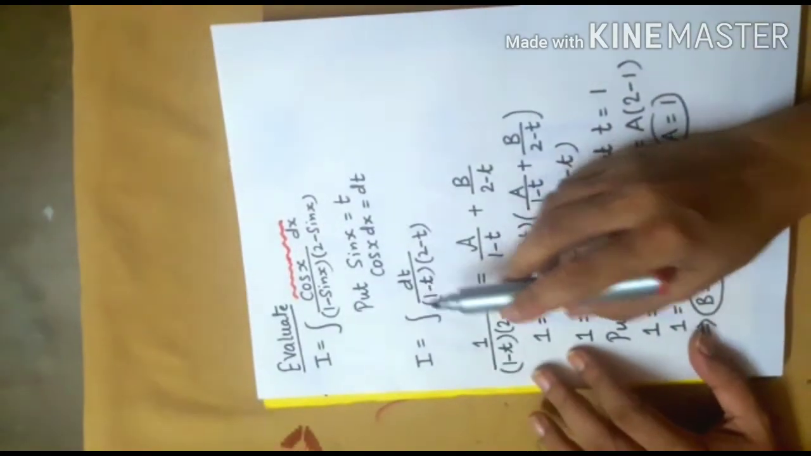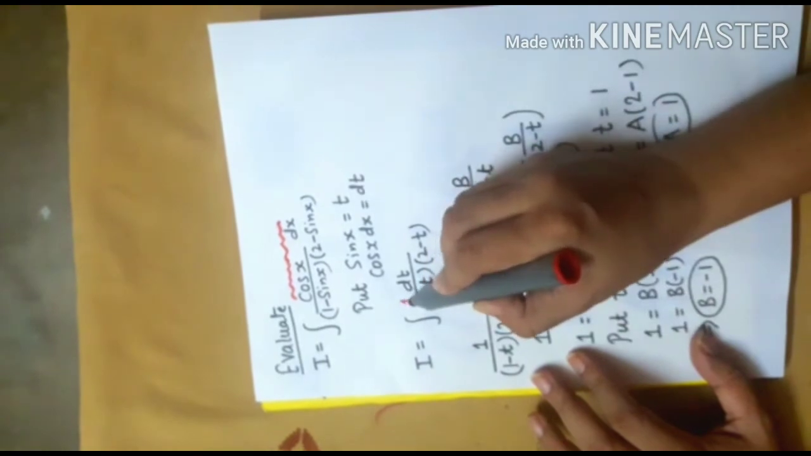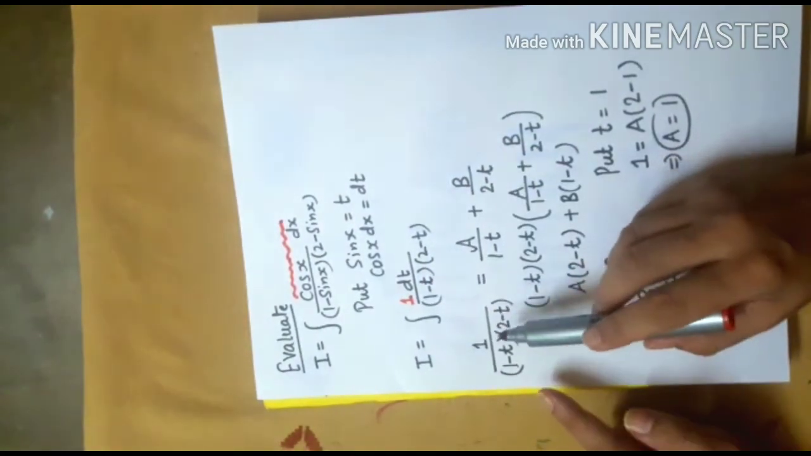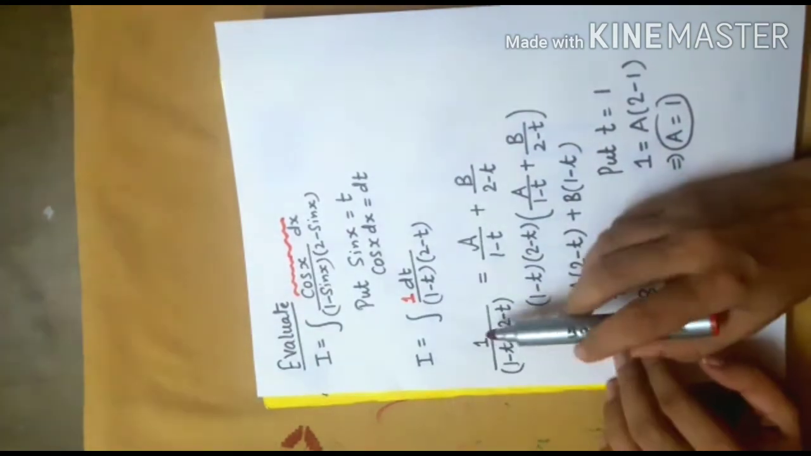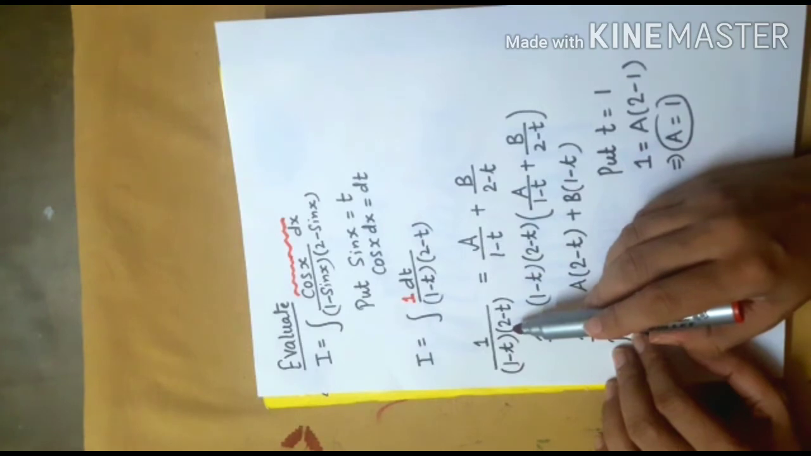Now here the integrand is 1 over 1 minus t into 2 minus t, which is a rational function, and it is a proper rational function because the degree of numerator is strictly less than the degree of denominator.